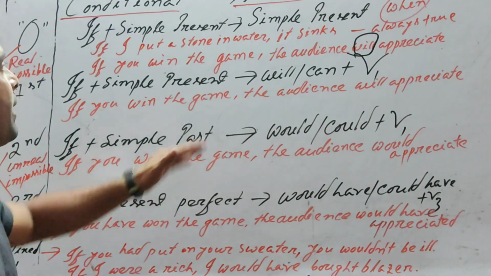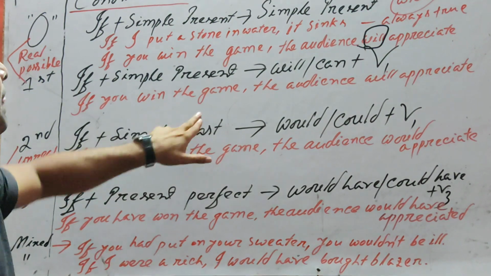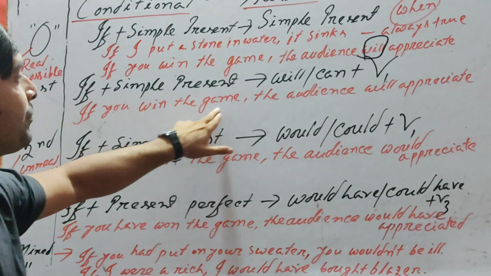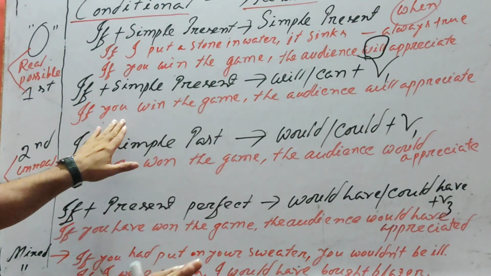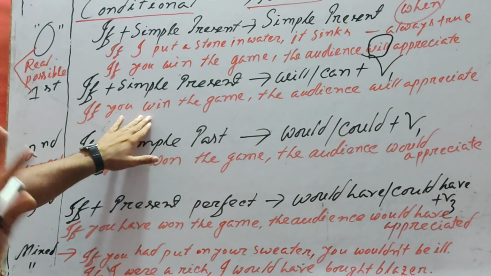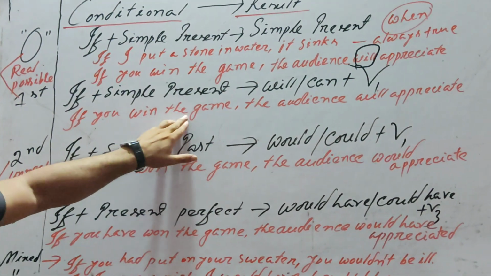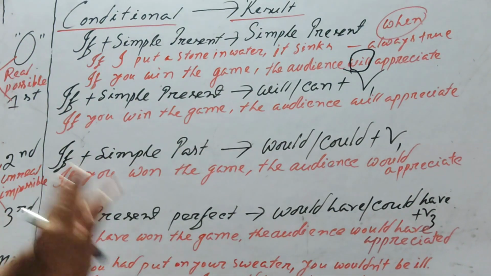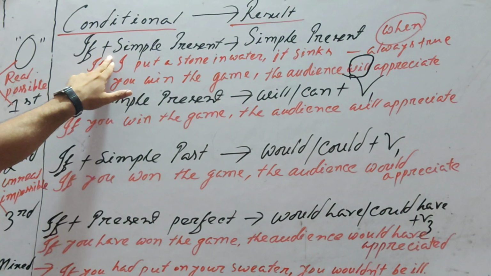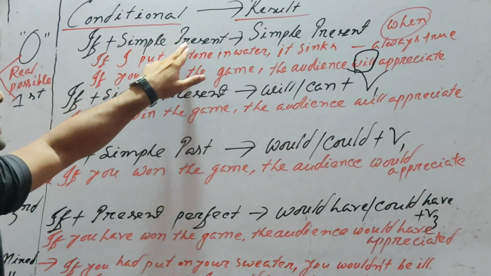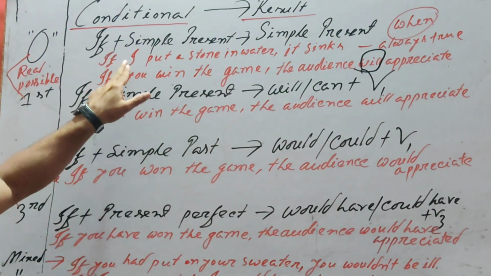So I would like to say here, it's not just a real matter or a true thing. But the real thing is that if I use here, if you win the game, the audience will appreciate, it's okay. Because there is a possibility, but it's not real. It's not absolutely true. So what's the structure? First one, zero conditional. It describes one of the structures: if plus simple present, that will of course take a result, that is simple present.